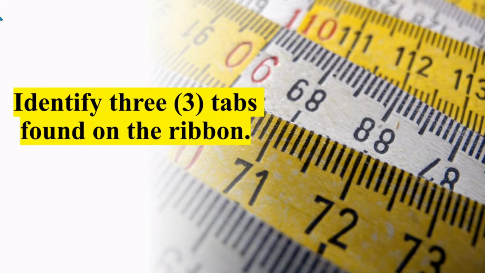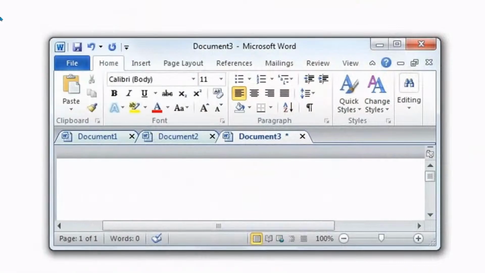Very good, guys. So there we have it. These are the tabs that you're looking at on the ribbon. Starting from our left, we have the home tab. Then we have the insert tab. Next, we have the page layout tab. We have references. Then we have mailings. We have review and view. So these are all tabs found on the ribbon. Whenever you're asked to give or to list tabs that are found on the ribbon, we're referring to these. Moving right along.